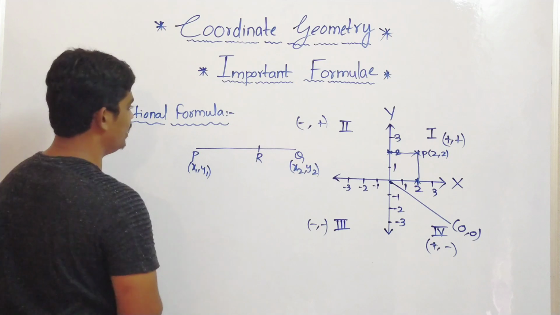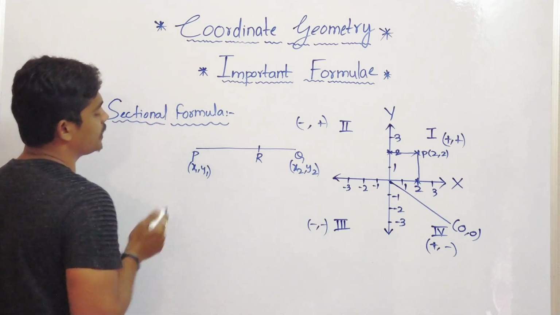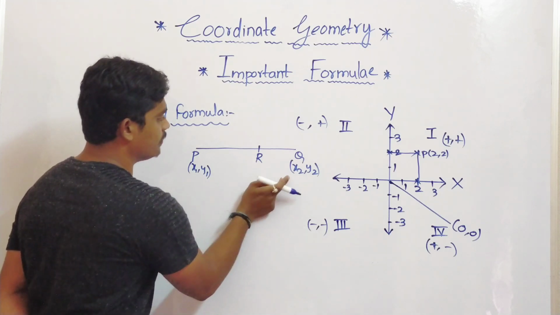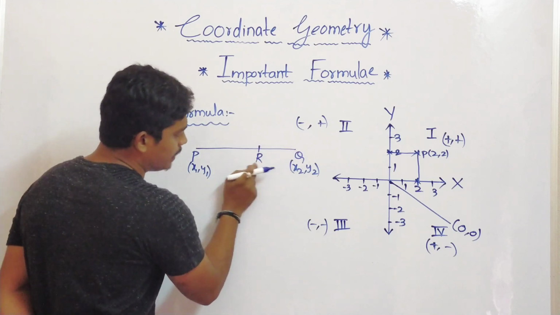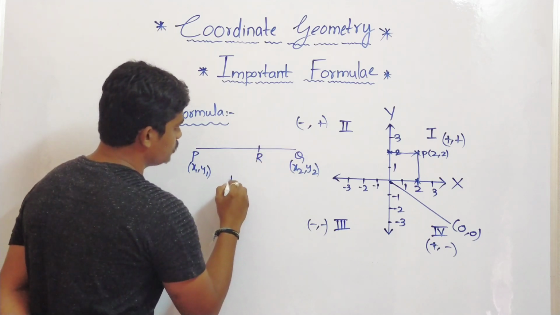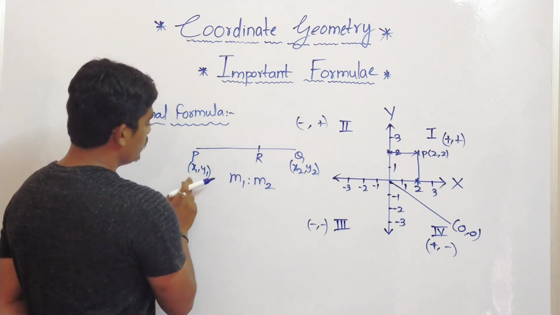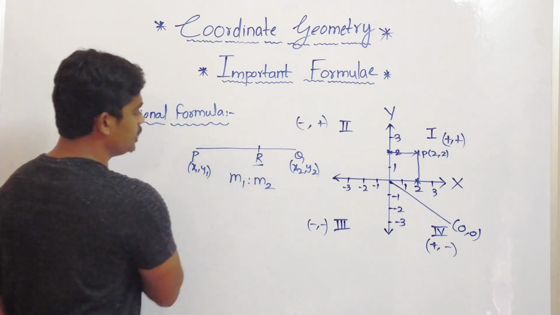Let us understand the section formula. See, this is one of the most important formulas of our coordinate geometry. So here we have 2 points P of x1, y1, Q of x2, y2. So the line joining PQ is divided by a point R, let us assume in the ratio m1 is to m2. So this R is dividing PQ in the ratio m1 is to m2.